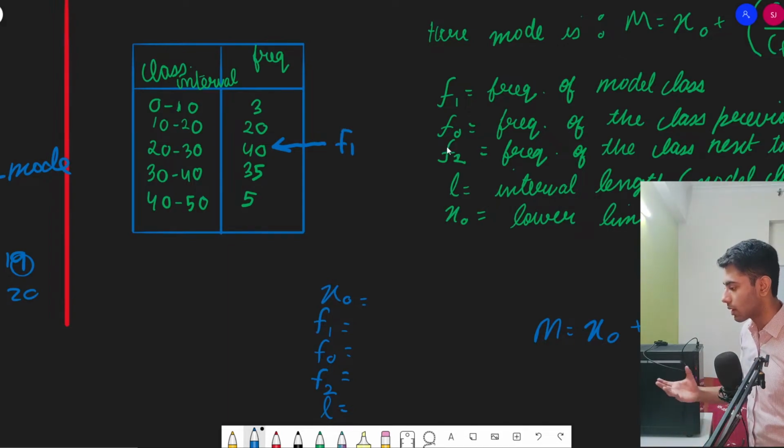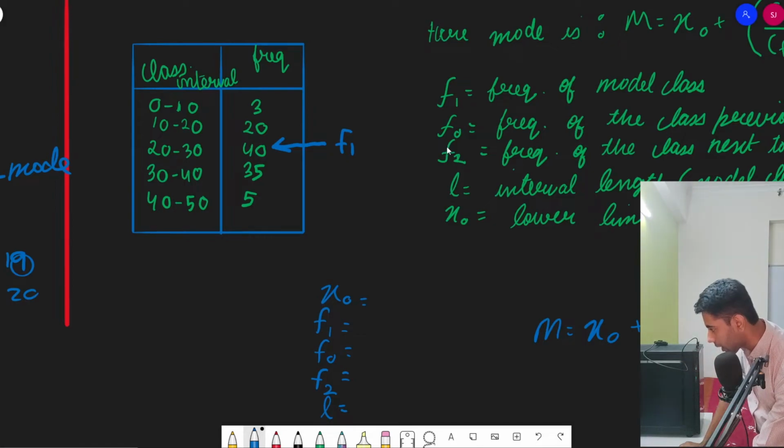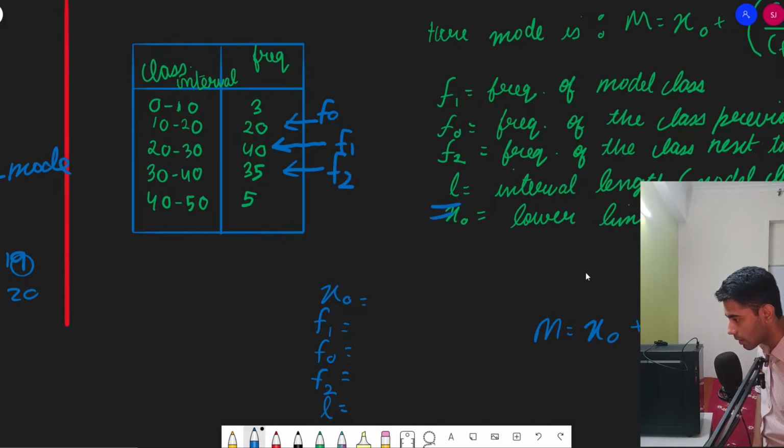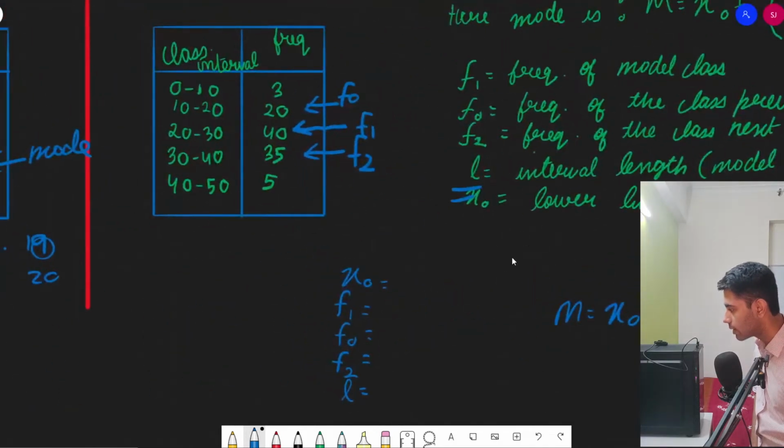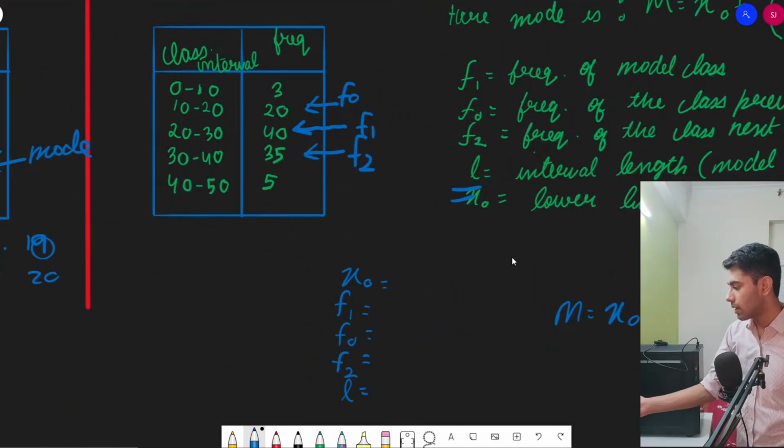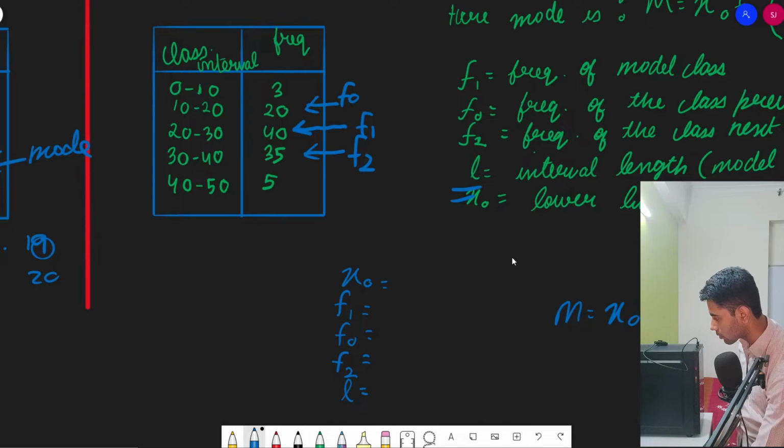Because this is our model class, this is going to be F1. The class preceding our model class is going to be F0, and the class next to our model class is going to be F2. L represents the interval length. Here the interval length is 10 minus 0, which is 10, and 20 minus 10 is 10. You can see that these intervals are separated by a value of 10. Therefore, my interval is going to be 10.